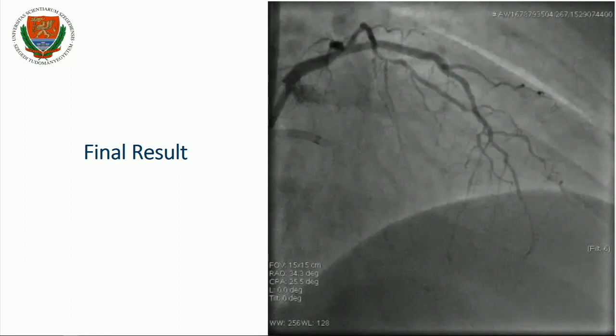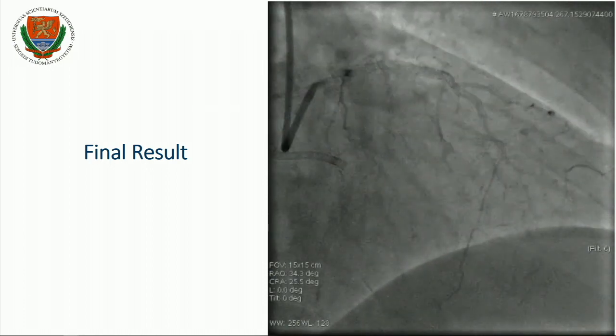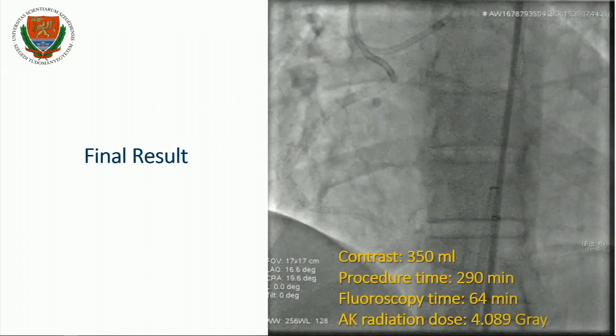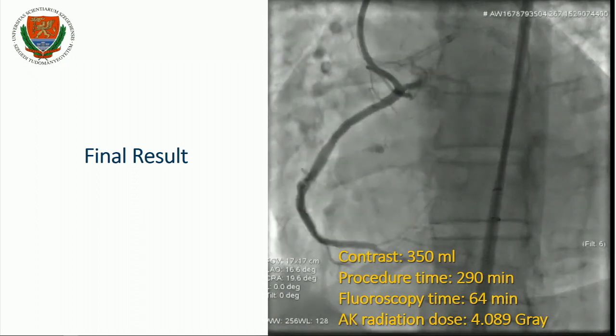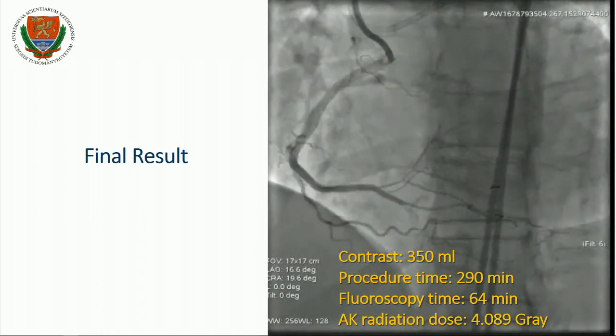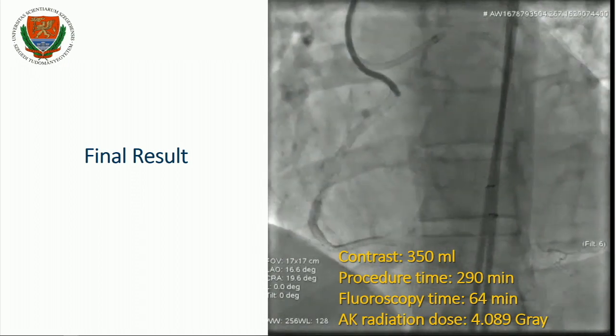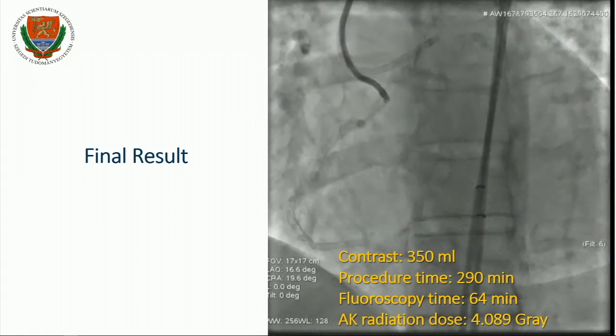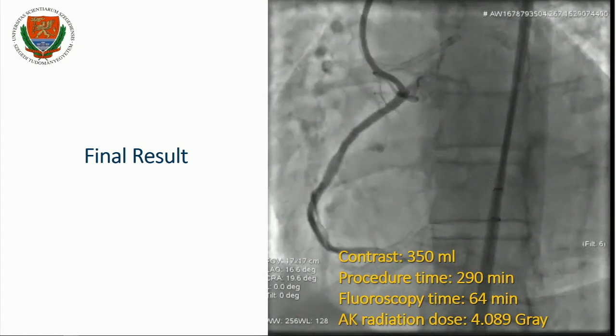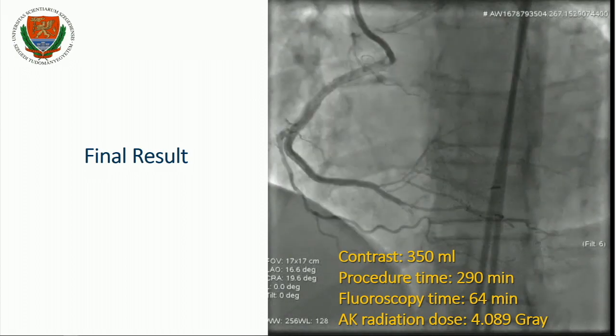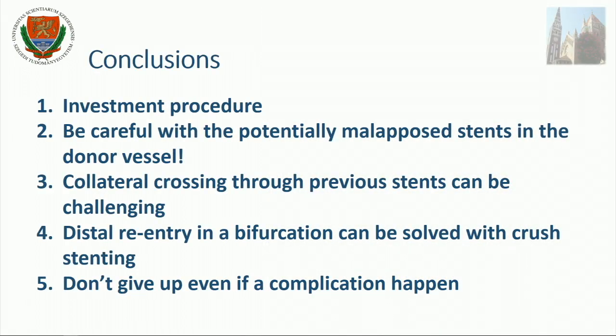So after stenting of the LAD, this was the final result of the left system. And this is the right. All in all, we used 350 milliliters of contrast. The procedure time was 290 minutes. Fluoroscopy time was 64 minutes, and a little more than 4 grays.